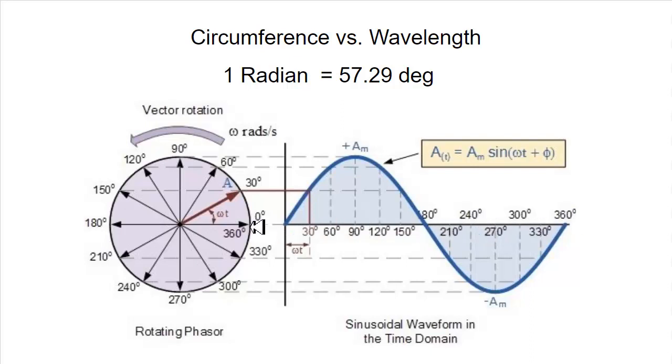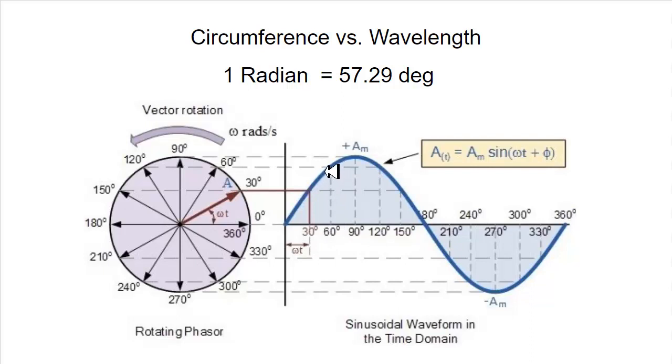wavelength. Halfway around the circle is half a wavelength. A radian is somewhere in here. So you have 0, 30, 60, 90. 1 radian is 57.29 degrees, so it's in here somewhere. When you look over at the map, you can see 0 is here, 30 in the circle is over here on the wave, 60 on the circle is over here. So 60 degrees in terms of a wave is right here.